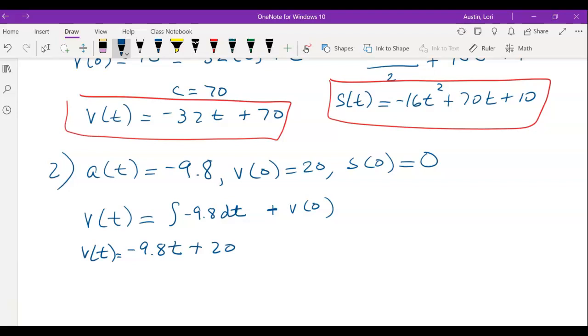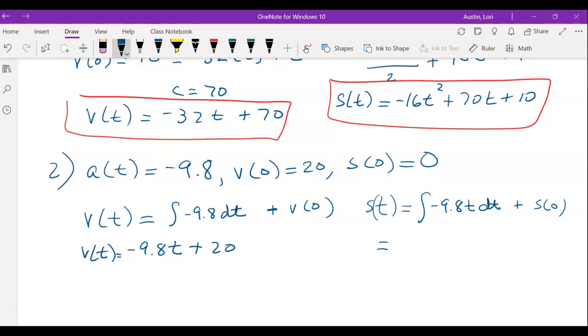It's just finding the C, but because we're given the initial values, I showed you in the last problem that when you plug everything in, it ends up just being that value. So we can skip all that and just put the value in. And then the other side, the position function, of course, is the integral of the velocity plus S sub 0. Sorry.